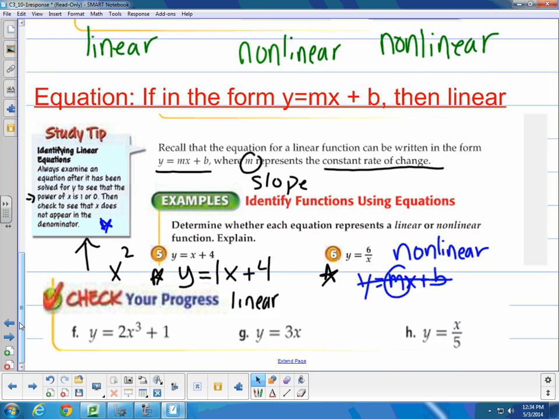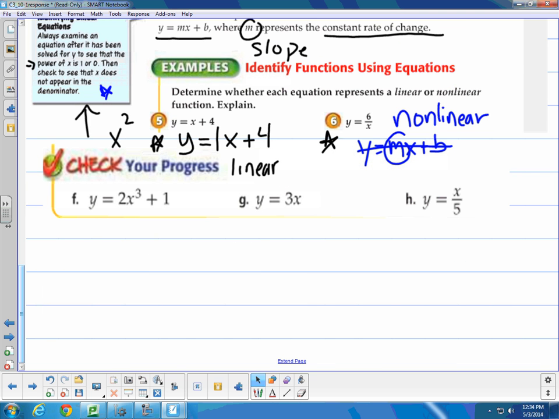Again, take a minute to pause your video and try examples F, G, and H on your own, and then come back to check your answers.